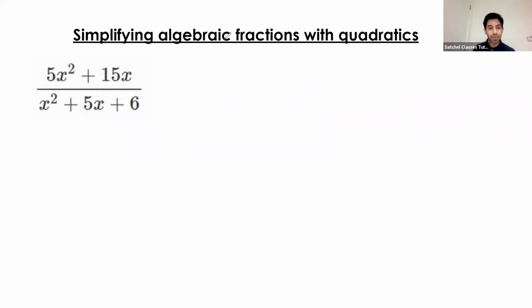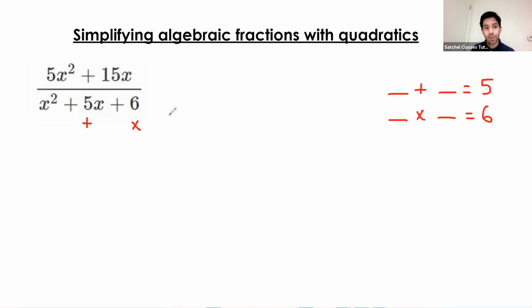So what we need to be able to do is to add 2 numbers to get 5 and multiply the same 2 numbers to get 6. Now, I'm not going to spend too much time on factorizing quadratics. I've done other lessons on this, so you can have a look at those.